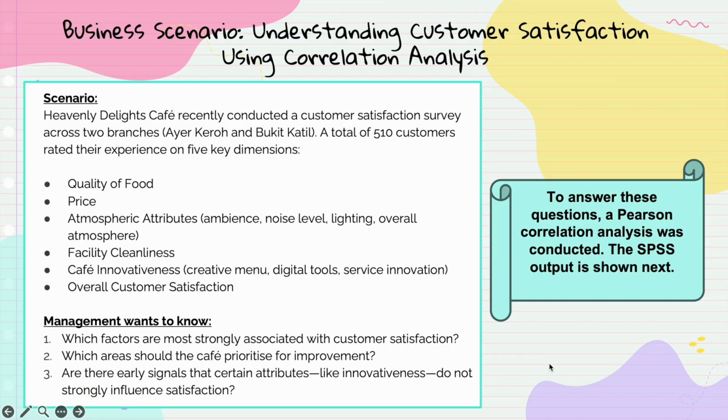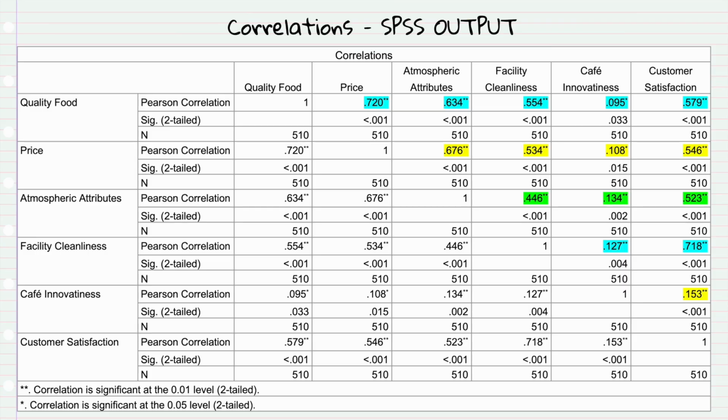Imagine you are the Heavenly Delights Café's manager. The management wants to know which areas of the cafe are most associated with customer satisfaction. Correlation helps identify which service elements relate to satisfaction before we move to deeper analysis. Now let's look at the correlation table.